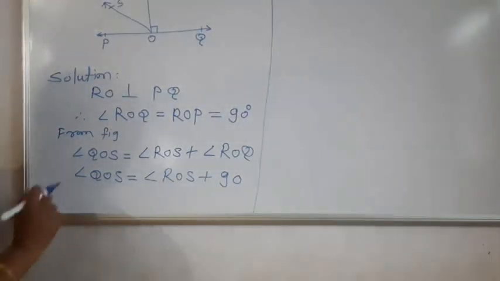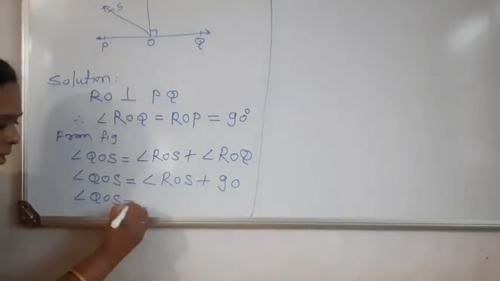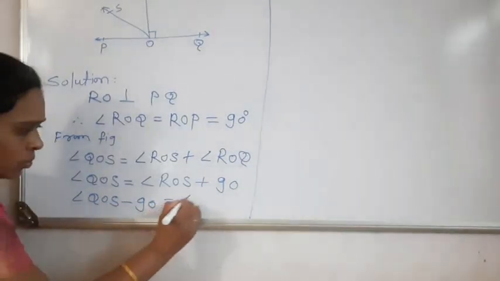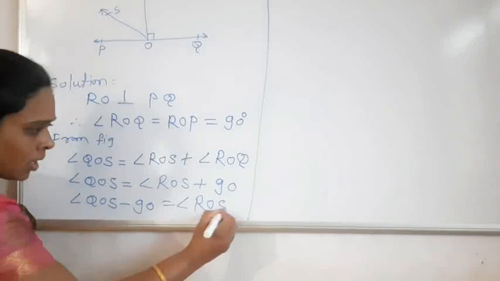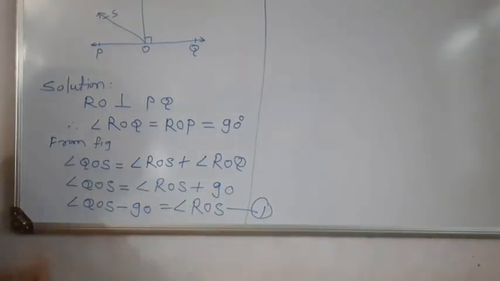Shift this 90 to this side. Angle QOS minus 90 is equal to ROS. Label it as equation 1. It is your equation first.